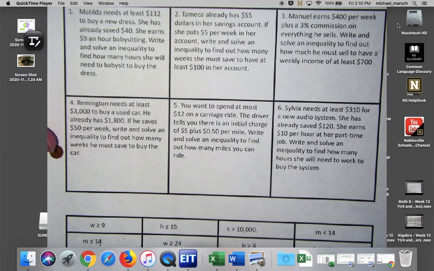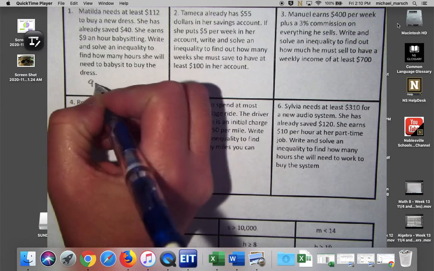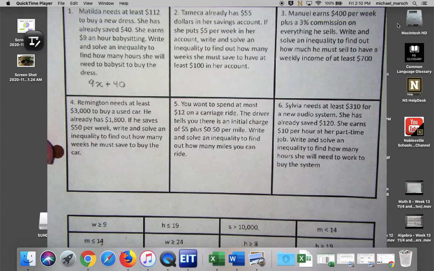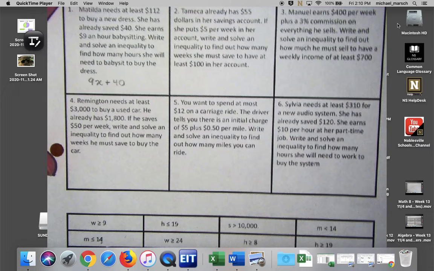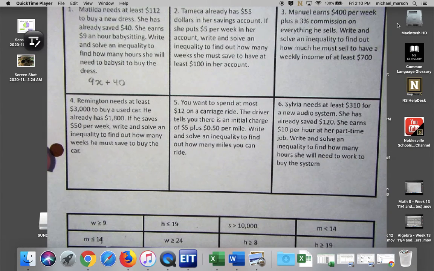So they have weird variables down here in the answers. I just use x for everything, so don't let that confuse you, okay? So we know that she makes $9 per hour plus the 40 she already has. And what's our symbol going to be? She wants to make at least $112.